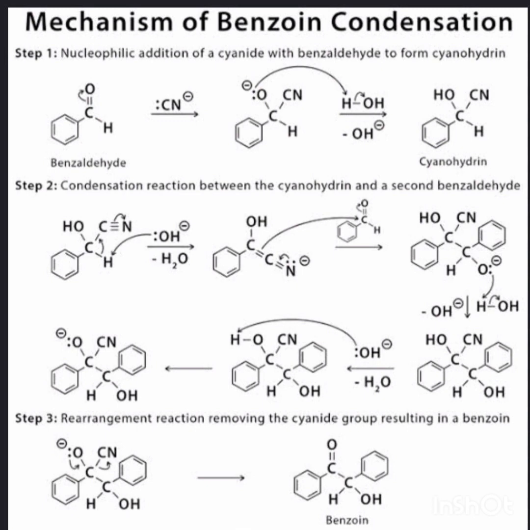C6H5COH C6H5HOH. That intermediate will be formed here. And the next step is removal of hydrogen to give the intermediate compound C6H5CO minus CN C6H5HOH. This is the second step, that is condensation reaction between the cyanohydrin and a second benzaldehyde.